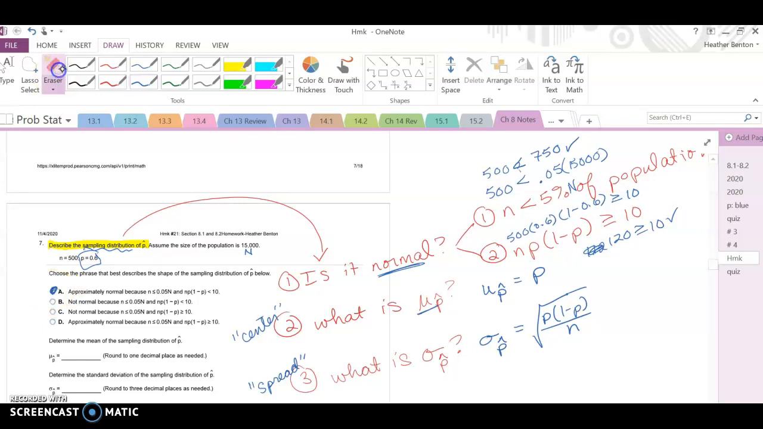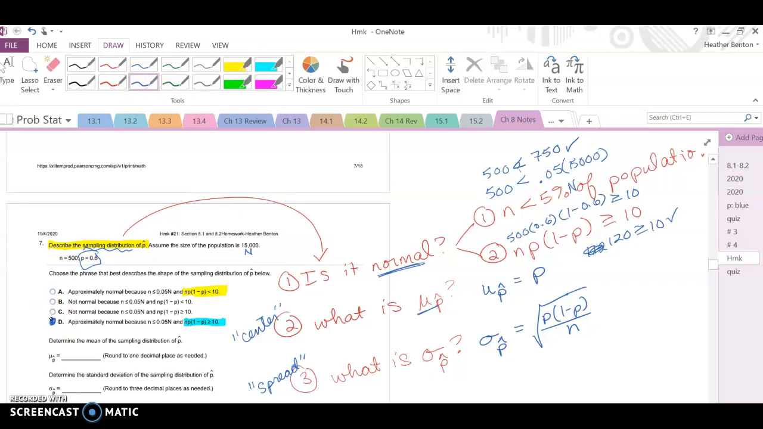So yes, it is approximately normal, so that's A. Oops, not A, that's a lie. I didn't read the whole thing. This one, if you look closely, it says it has to be less than 10. That's not the right rule. It has to be greater than or equal to 10. So it's D. I apologize.